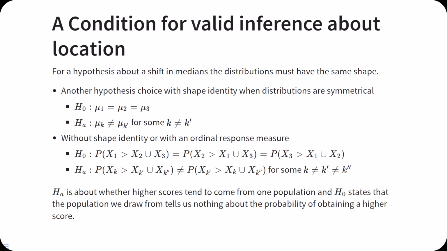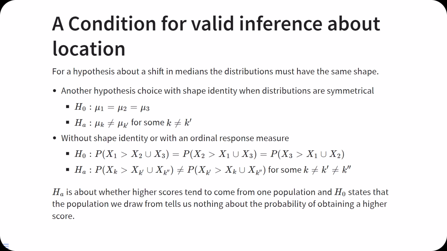For a hypothesis about a shift in medians, the distributions must have the same shape. If they indeed do have the same shape, and not only that, if the distributions are symmetrical, this test about medians could be a test about means, just like with one-way analysis of variance. The null hypothesis here could be that mu1 equals mu2 equals mu3, with the alternative being that some of these are different from one another.